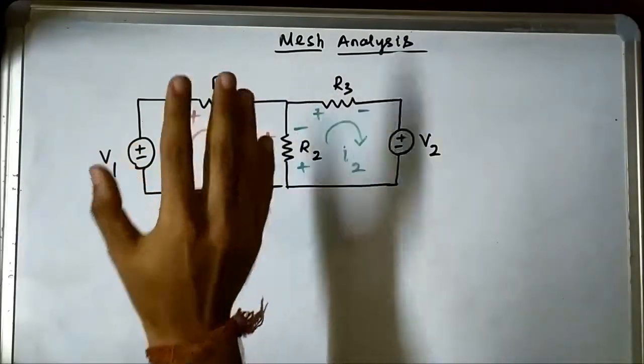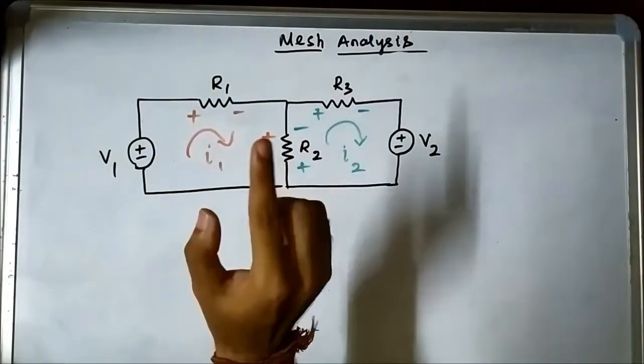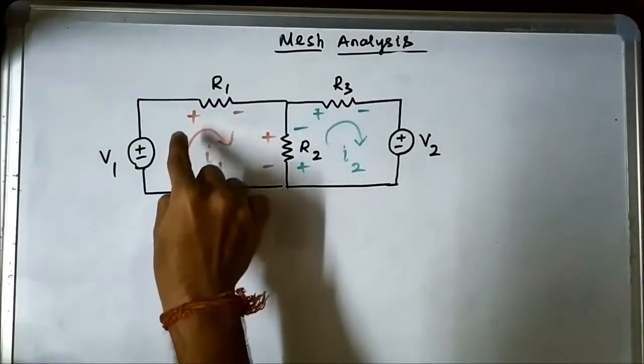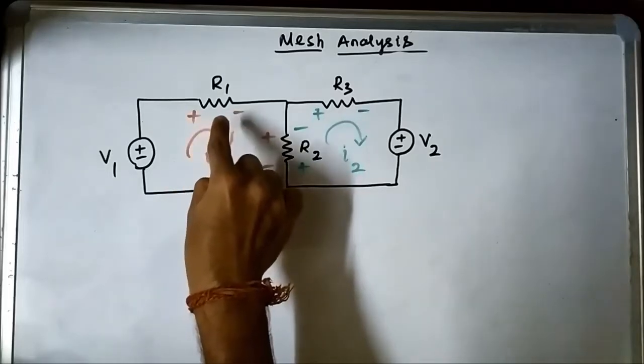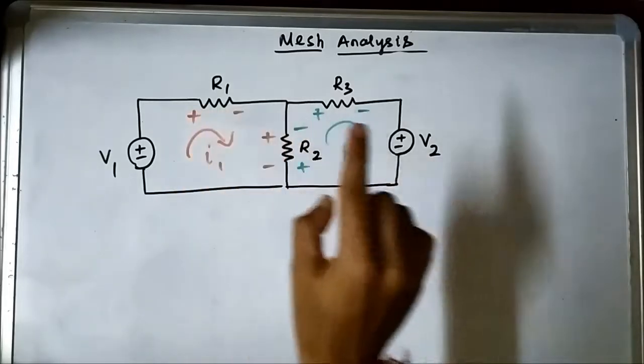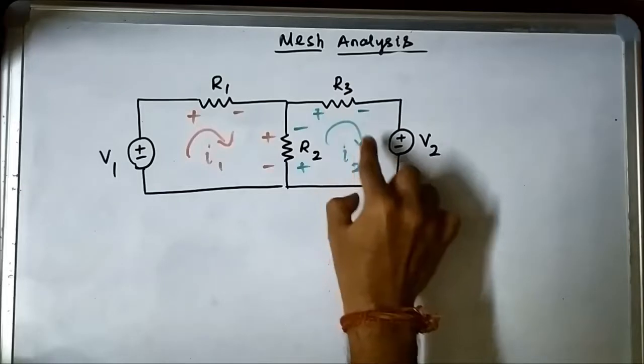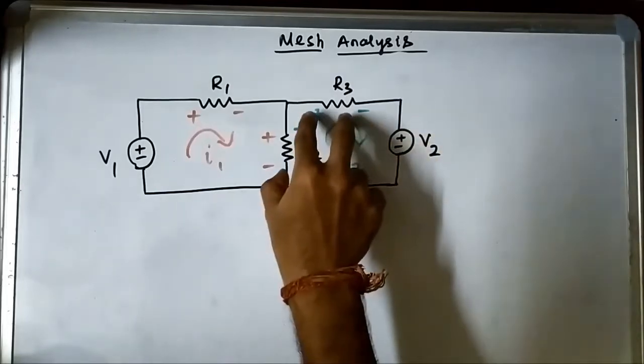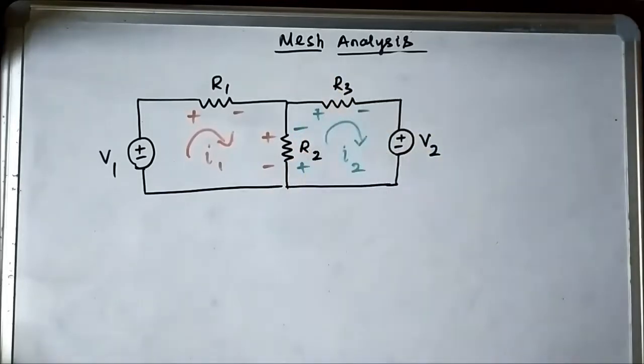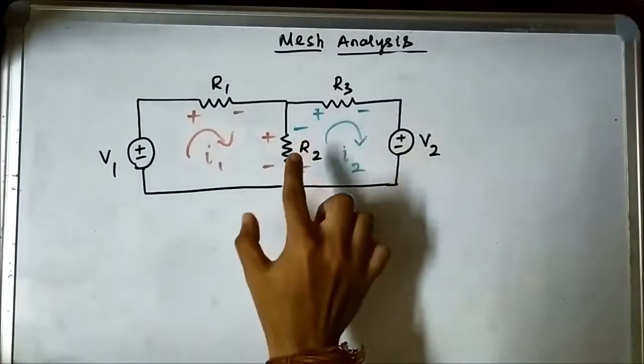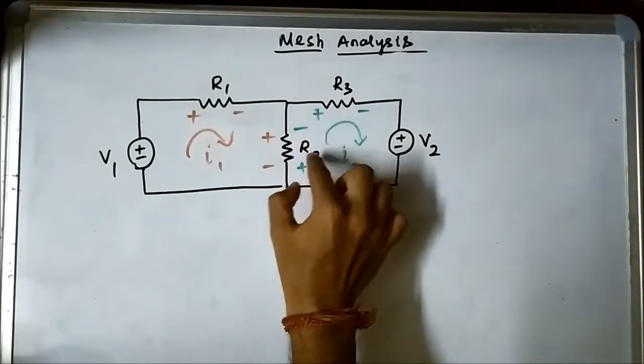Because resistors are power absorbing elements, current will always flow from positive to negative internally through a resistor. Here also I2 is flowing from positive to negative internally through R3. The important thing here is R2.